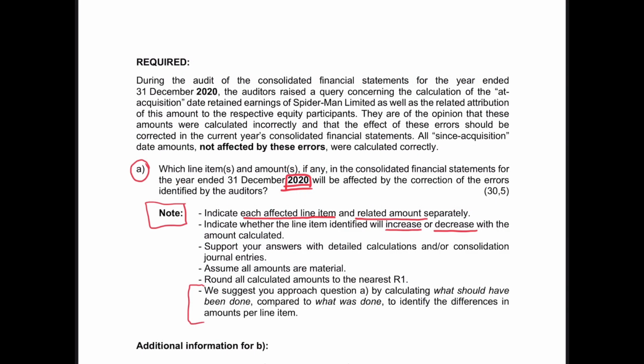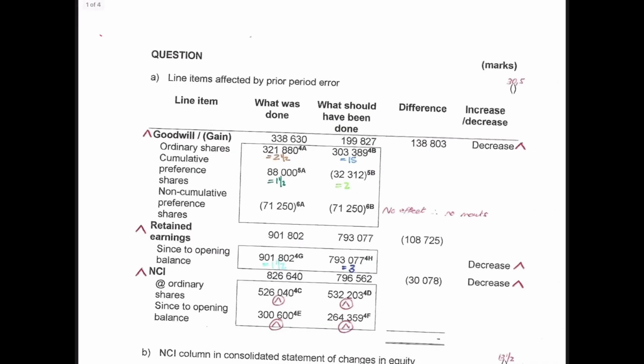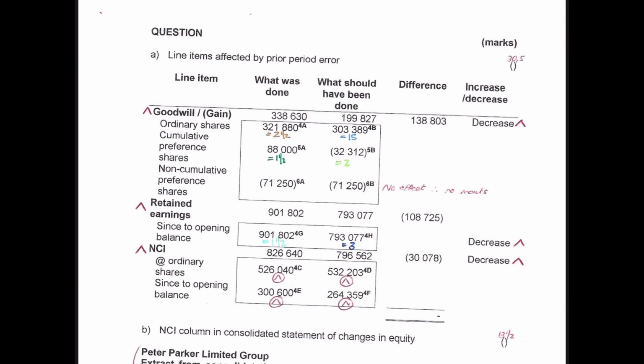Some students said that one of the line items that changes is the retained earnings at acquisition. This is incorrect because this line item is eliminated in your at acquisition consolidation journal, and that is why it is not a line item anymore in your consolidated financial statements, because it does not form part of your retained earnings opening balance. That is why the only changes that occurred were in your goodwill line item, your retained earnings since acquisition, and your NCI.